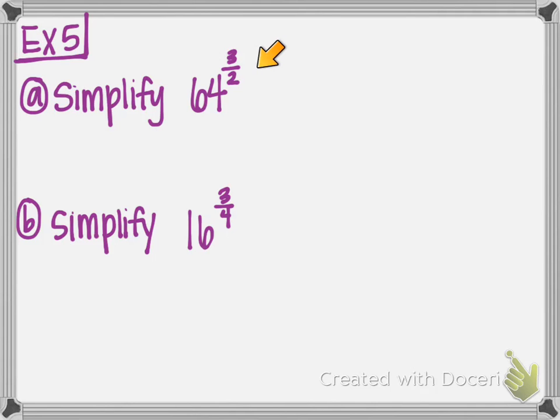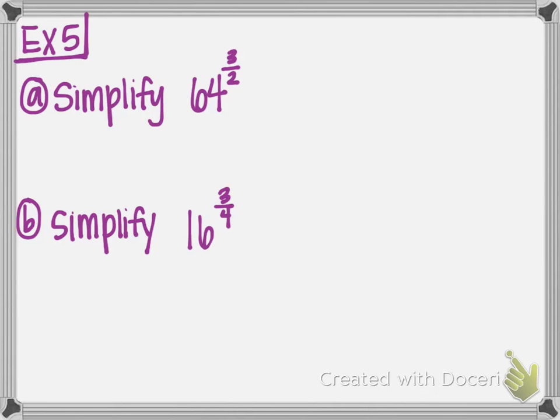You're going to look at the denominator, the bottom number, and you're going to say, what can I multiply by itself 2 times and get 64? Then once you figure that out, you're going to say to the 3rd power. So what number can I multiply by itself 2 times and get 64? Now you can always start at the bottom and go to the top. So 2 times 2 is 4, 3 times 3 is 9. Or you could do that and keep going up.